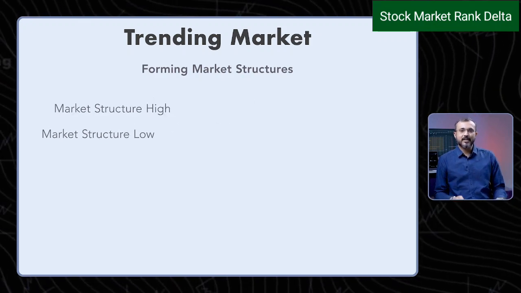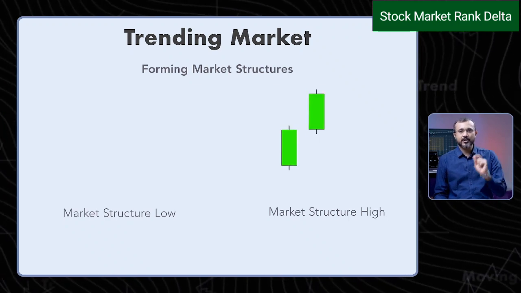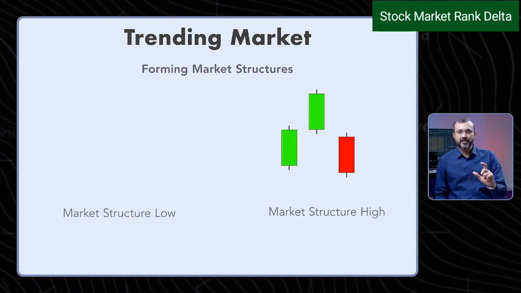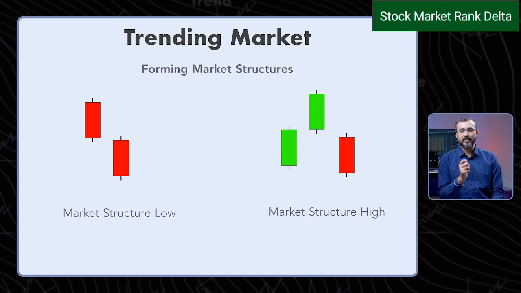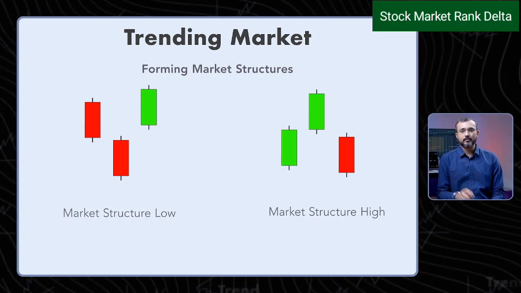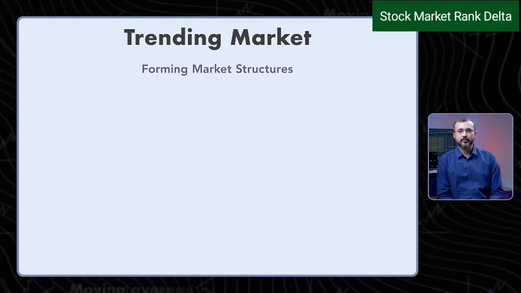Just a quick revision. Market structure high means you will have two bullish candles, and the third candle is going to be a bearish candle, which is a market structure high. Market structure low means there are two bearish candles, you get two lower closes and one bullish close, or maybe one higher close, which forms market structure low.